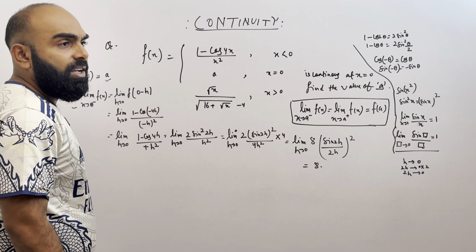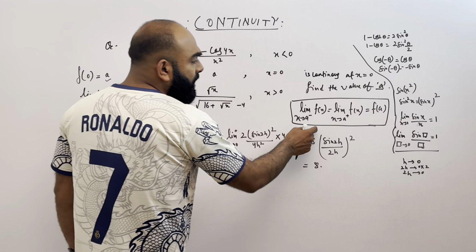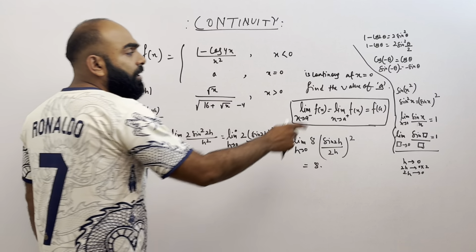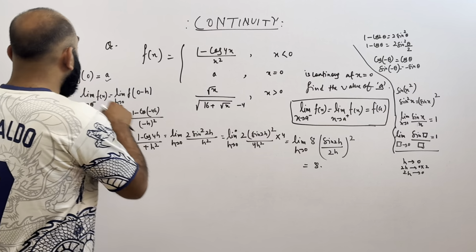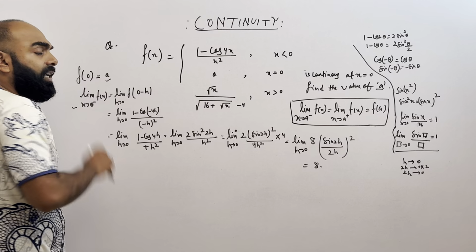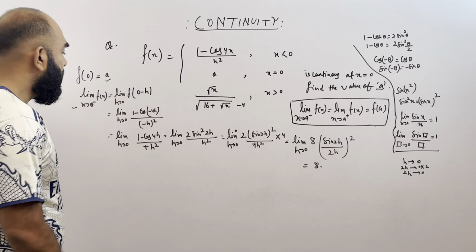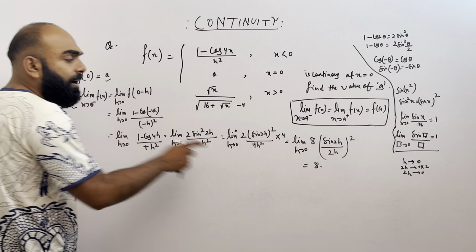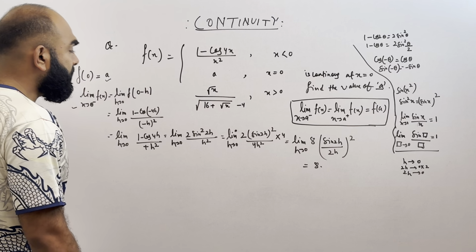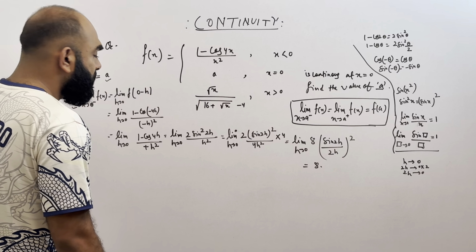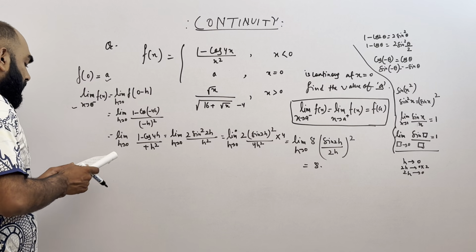Here a is there, so I have to use this equation: limit x tends to a minus is equal to limit x tends to a plus is equal to f of a. f of a, that is f of 0, is equal to a only, and limit x tends to 0 minus, the left hand limit value, is 8. Okay, let's check for the right hand limit.